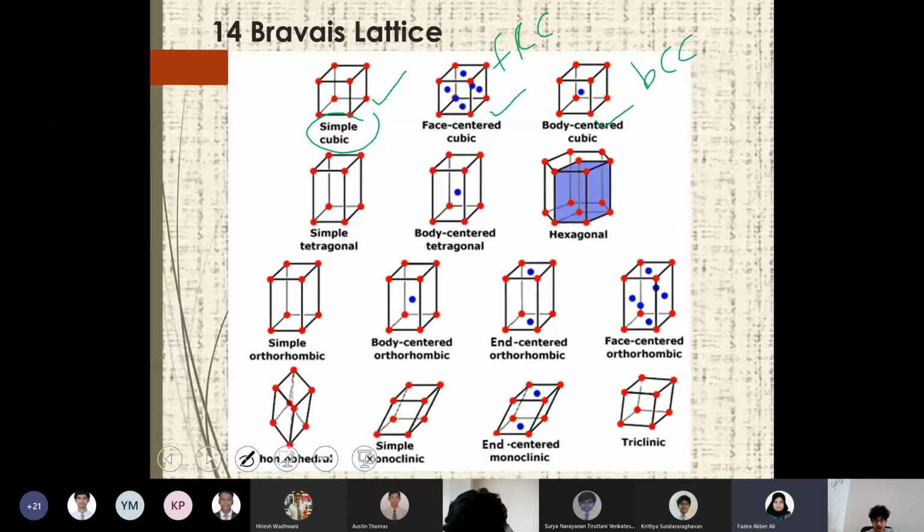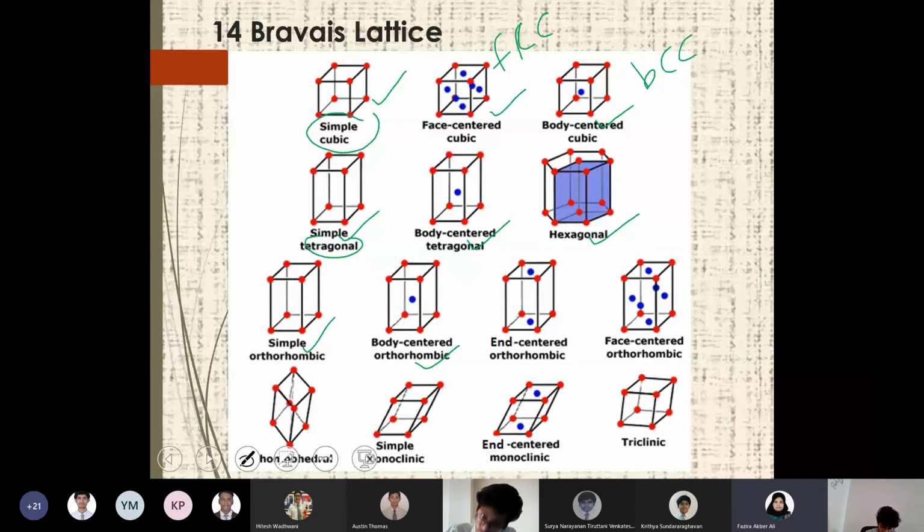Then you have simple tetragonal, where in a tetragonal arrangement only the corners have the particle. Body centered tetragonal. Simple hexagonal arrangement. Simple orthorhombic, which means only the corners of that particular geometry have particles. Body centered orthorhombic. You don't have to know all the detail, but make sure you understand that there are 14 ways of arrangement possible in the 7 crystal systems.